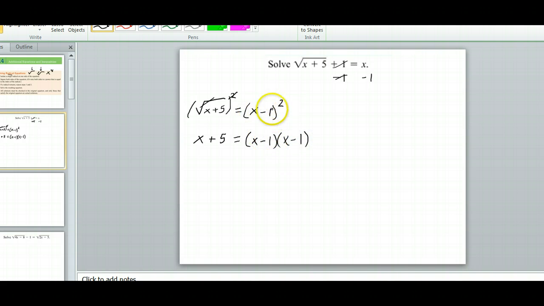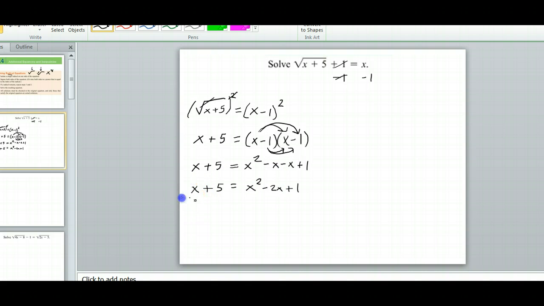Alright, remember, a square means this thing, whatever is below the square, multiplied by itself. So we FOIL this out: x times x is x squared. X times negative 1 is negative 1x, or just negative x. Negative 1 times x is another negative x. And a negative 1 times a negative 1 is a positive 1. Okay, so remember to FOIL it out. And then we've got x plus 5 still on the other side. I'm going to combine these two into a minus 2x, and I'm going to leave this x plus 5.